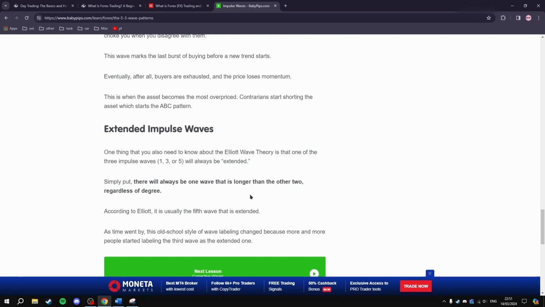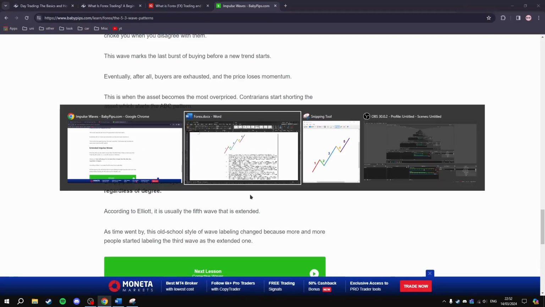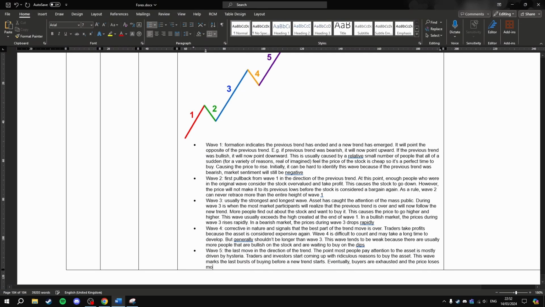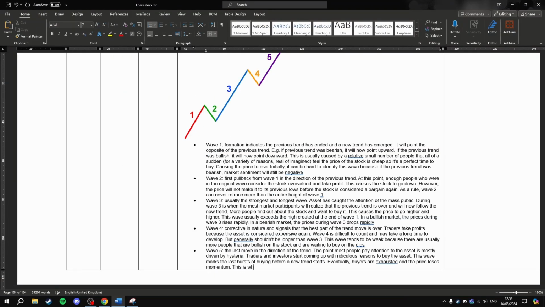Eventually, after all buyers are exhausted, the price loses momentum. This is when the asset becomes the most overpriced.